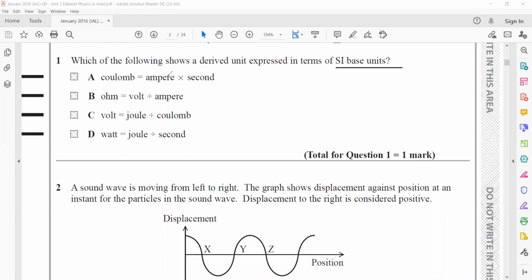So, when we check the options, coulomb is there and it is ampere second, so that's why A is the right answer, because the derived unit is expressed in the base unit. Ohm is a derived unit, but volt is also a derived unit. Joules and coulombs are derived units. Watt is a derived unit and joule is also a derived unit. That's why A is the right answer for this question.